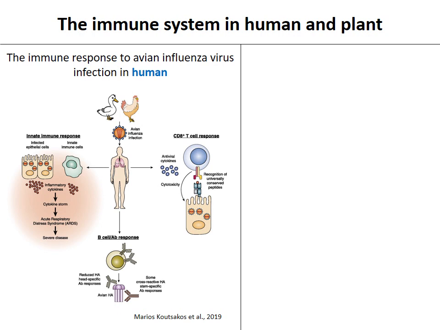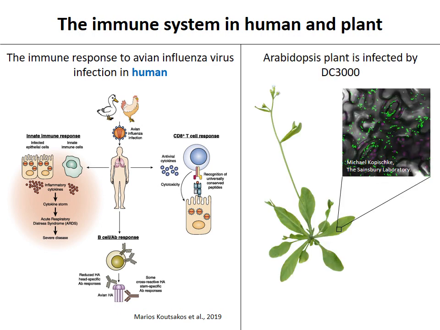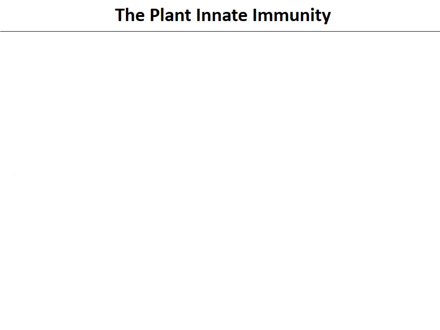In the case of plants, I would like to show an example where an Arabidopsis plant is infected by DC3000, one kind of common disease-causing bacterial strain. The zoomed-in picture shows that DC3000 is spreading down in this leaf tissue, indicated by the green color. Actually, unlike humans, plants have only an innate immune system, so how can they cope with this problem, and is it enough to limit the pathogen infection? And the answer is yes.